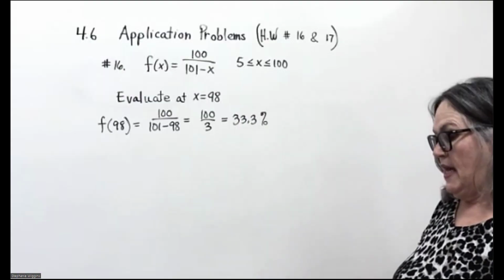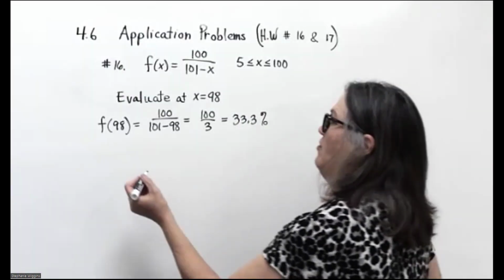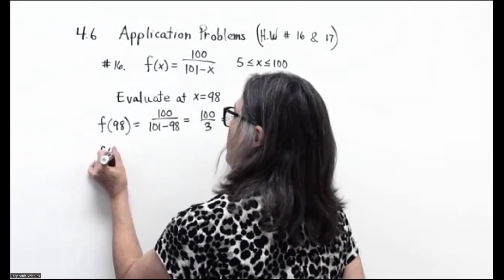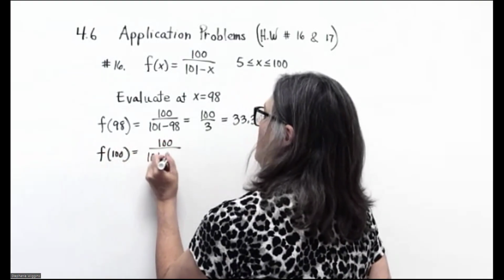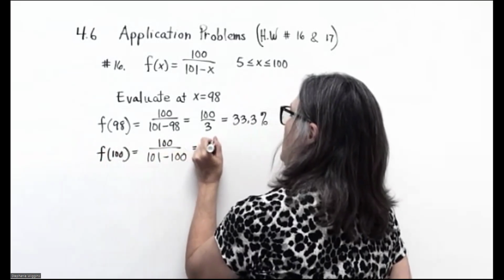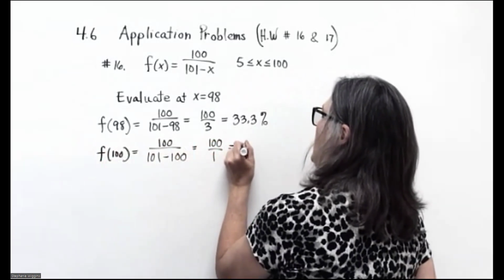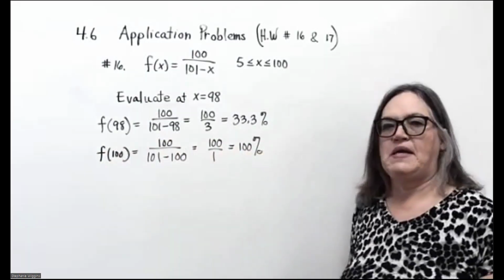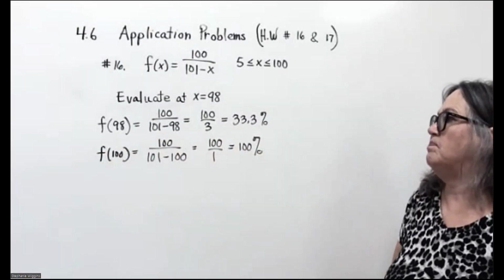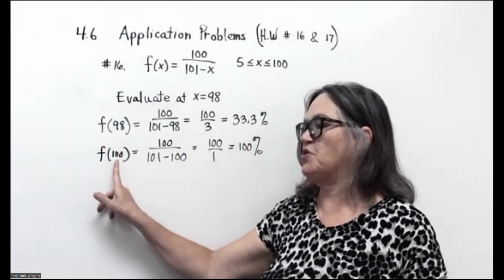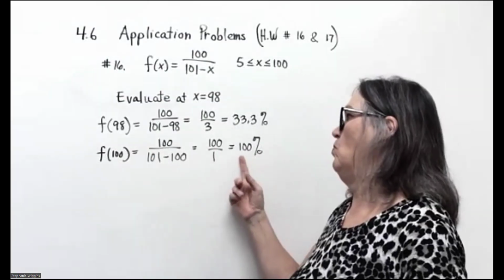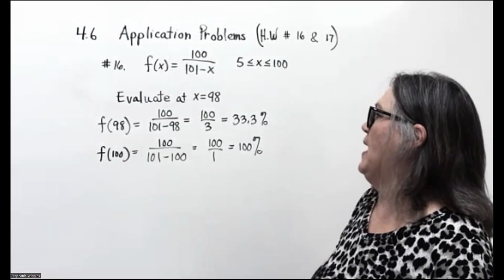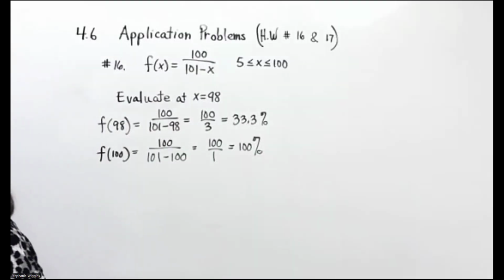Okay, now it's asking us to then evaluate f of 100. So we have 100 over 101 minus 100, which is 100 over 1, equals 100%. And that makes sense, right? If you're looking at 100% of the population, then the social postings are going to come from 100%. If you're looking at, let's read that problem again.